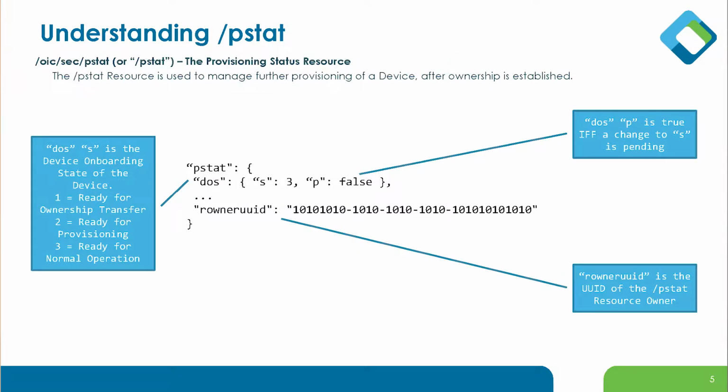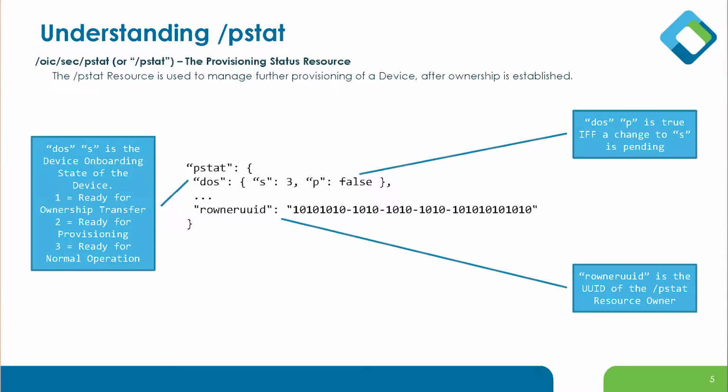PSTAT has a few properties which I'm not showing, but the one that's really relevant for security purposes is the device onboarding state. This is basically a state resource that shows you where in the onboarding and provisioning process you are, and there are really just a couple meaningful states.